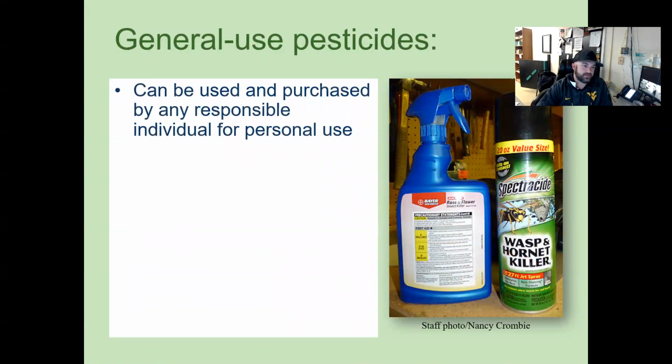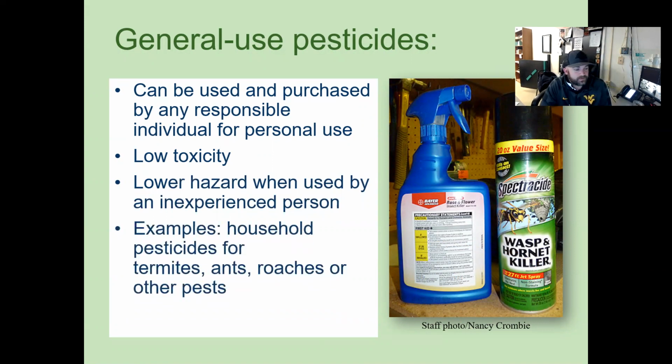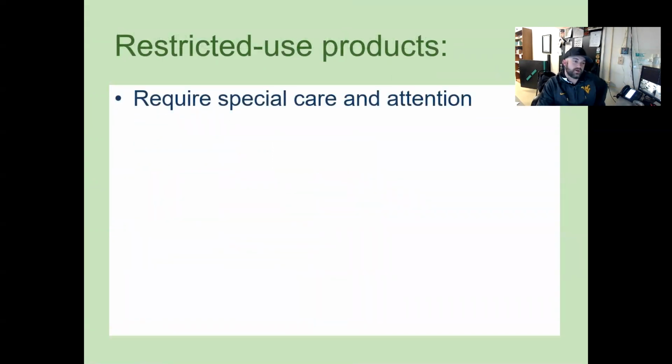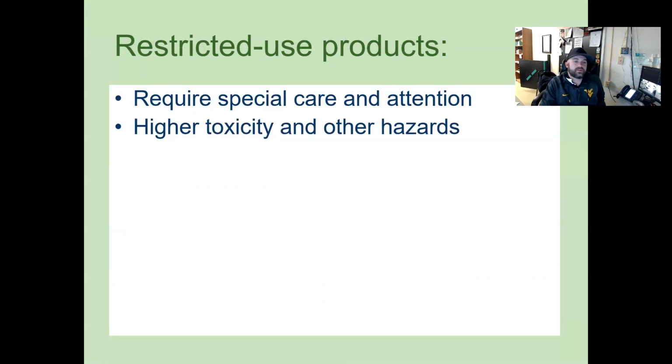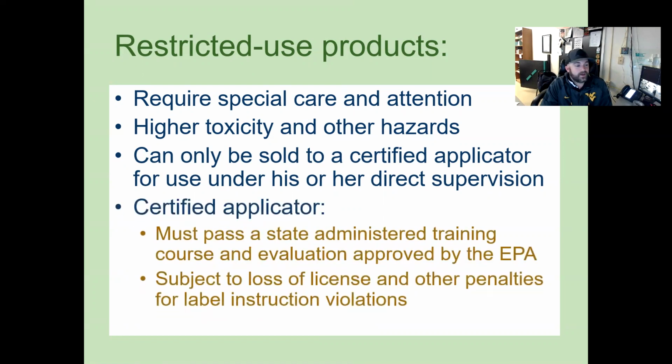So general use pesticides can be used and purchased by a responsible individual for personal use. Low toxicity, lower hazard when used by an inexperienced person. And examples of this would be household pesticides for termites, ants, roaches, and other pests. Our restricted use products require special care and attention. Higher toxicity and other hazards can only be sold to a certified applicator for use under his or her direct supervision. We do training in class here to take your Pennsylvania state applicator license for pesticides.